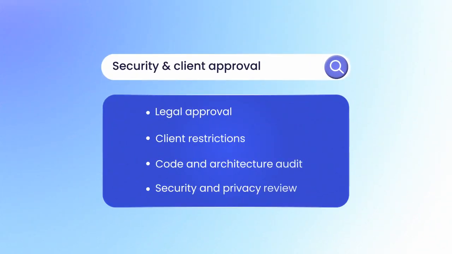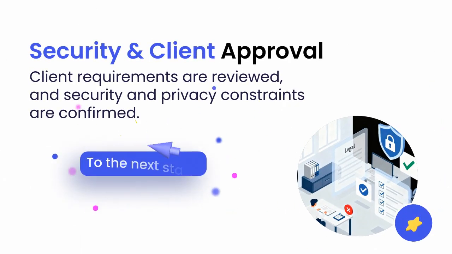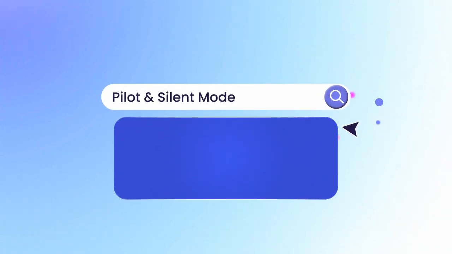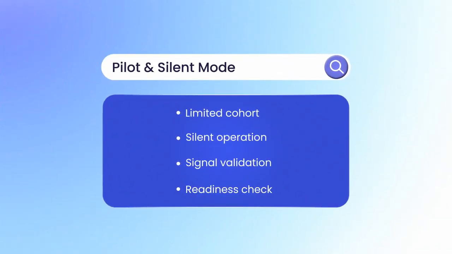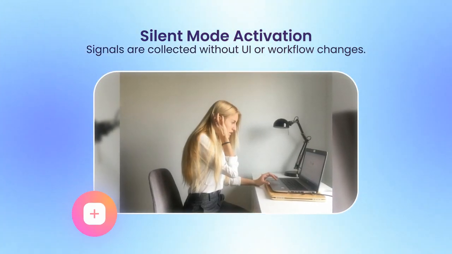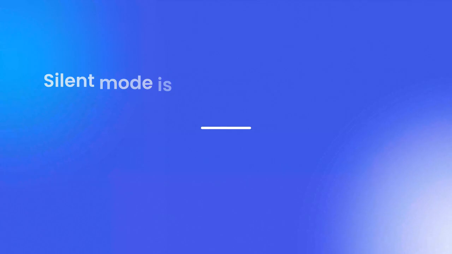Next comes client and security approval: legal, technical, and privacy review. The second stage focuses on client and security approval, legal review, code and architecture audit, and confirmation of security and privacy requirements. A limited group starts in silent mode. No interface, no guidance, only signal validation under real conditions. During the pilot phase, the system quietly observes real work patterns without influencing behavior.